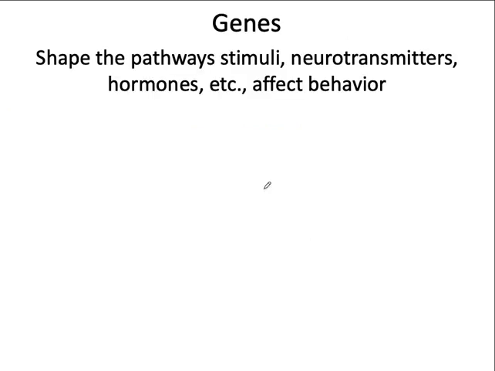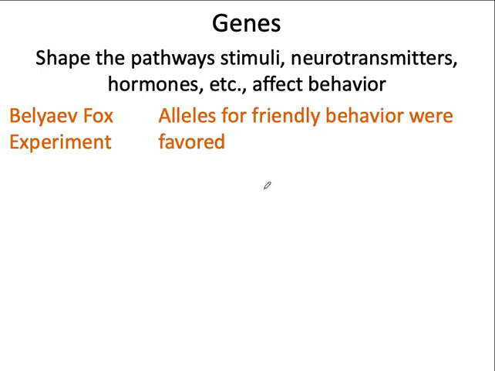Genes are the things that shape the pathways that stimuli, neurotransmitters, and hormones use to influence behavior. And so one example that we used in large-bodied mammals is the Belyaev-Fox experiment, where the alleles for friendlier behavior in foxes were favored. In other words, in this experiment, the individuals with the alleles that build the brain and neurotransmitter or hormonal control of behavior to be more friendly were favored. They had higher fitness.